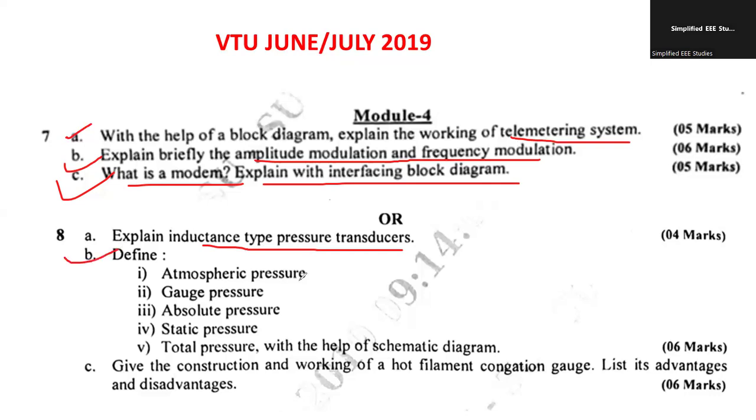Define the following parameters. What is atmospheric pressure? And write the equations. What is gauge pressure? Importance of gauge pressure. What is absolute pressure? There is one simple diagram which will depict the entire information about the various types of pressure. Kindly draw the diagram first. Later you can explain. Static pressure, the total pressure, how to calculate the total pressure. There is a schematic diagram. With the help of the schematic diagram, you are supposed to explain.